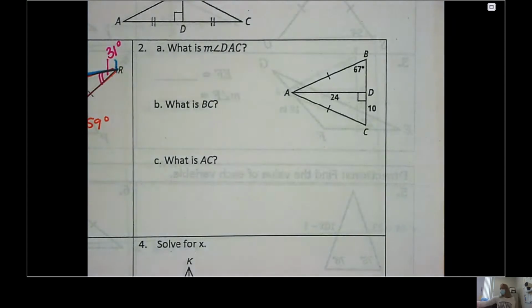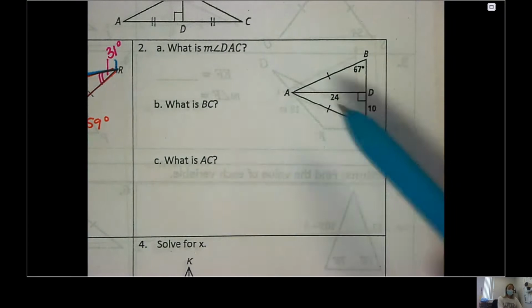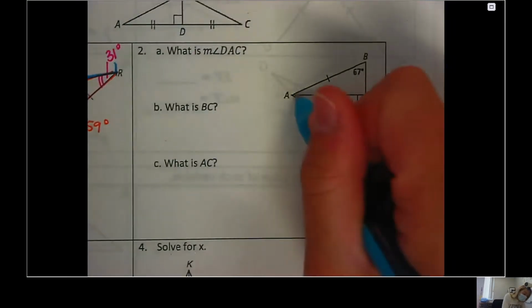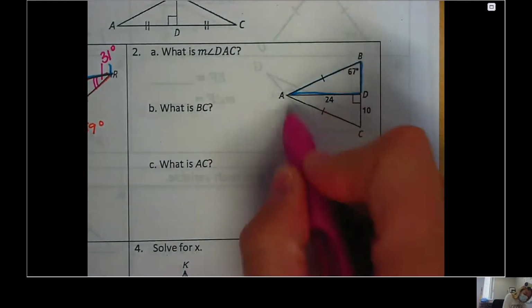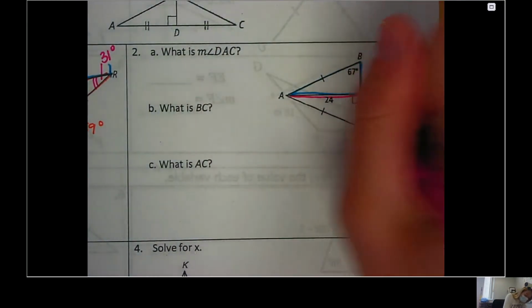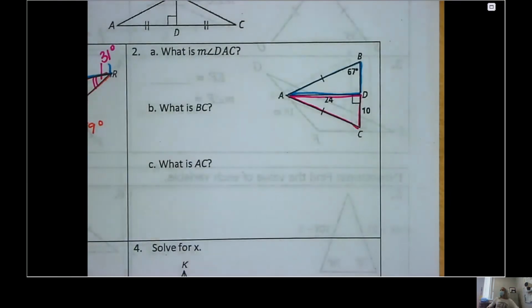Okay, number 2. I'm going to do the same thing. I've got my big triangle here, and I'm going to highlight, here's one triangle on top, and then another triangle at the bottom. All right, so I've got my triangle on top, got my triangle on the bottom. We're going to mark everything that is the same in both of them.